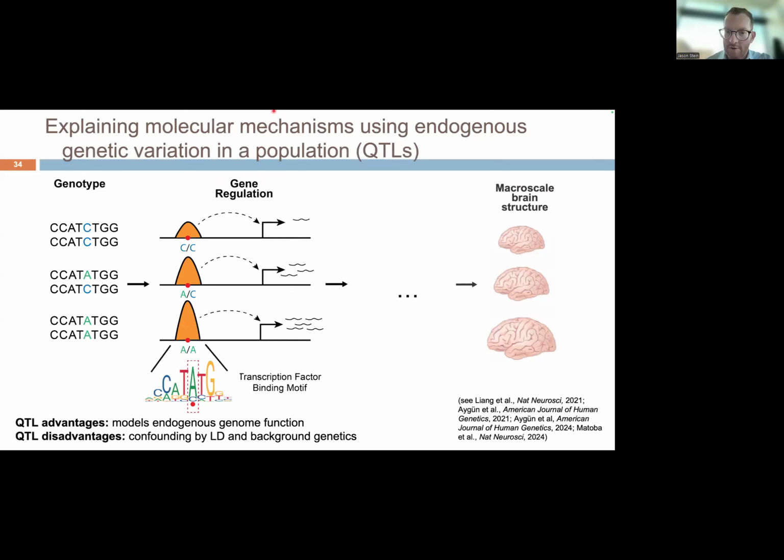Now I'm going to switch over a bit to a different study. In this previous study, I talked to you about QTLs using endogenous variation to explain differences in gene regulation through chromatin accessibility or gene expression through eQTLs.